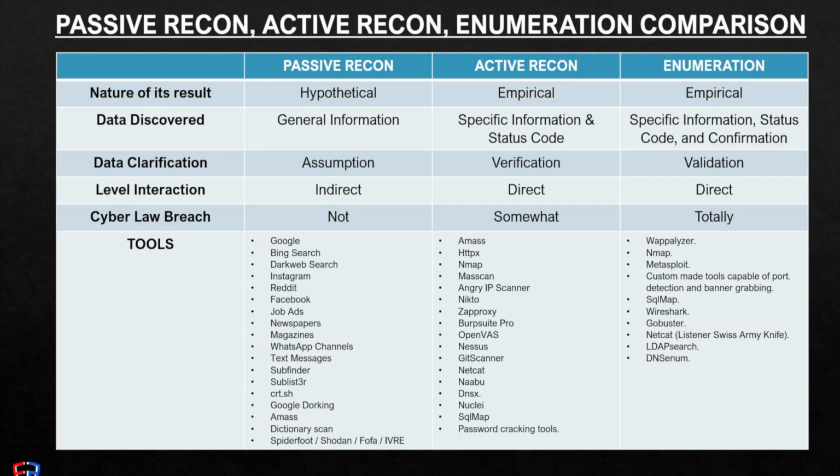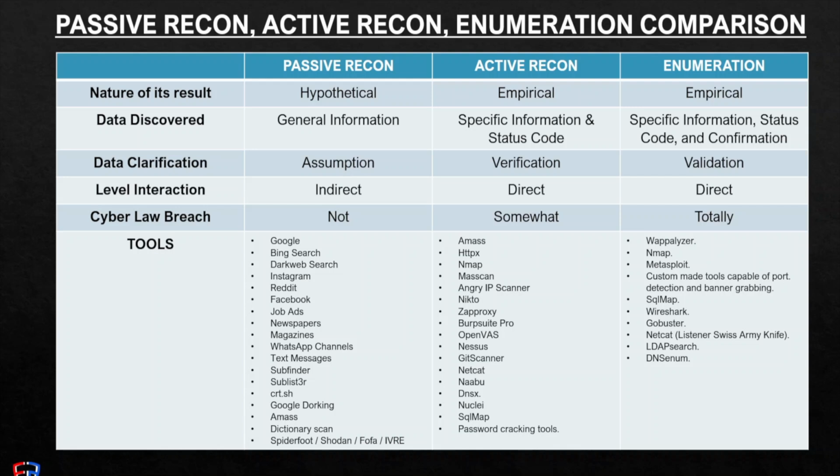Now, on data discovery, for passive recon it is general information. It's just information generally shared by users of the internet. It can also be information shared by the blog expert of the organization. It could also be general information that is gotten through various passive recon tools crawling the internet. So it's general information. There is nothing so specific about it.